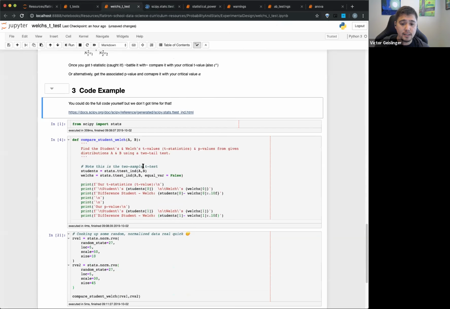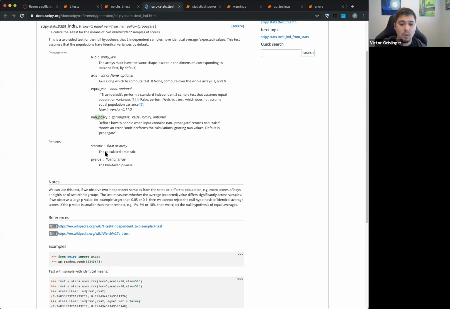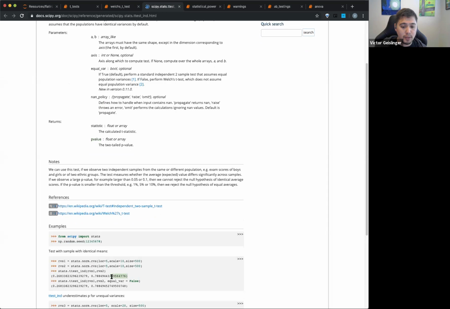So let's check this out. I made a little function here to make it easier for us to compare the two. I'm going to perform a Student's t-test and a Welch's t-test. You can see the Student's t-test is just our samples A and B. Our Welch's t-test is the same thing, except this time we say equal variances equals False. This tells SciPy, don't use a Student's t-test, use a Welch's t-test. Then I'm just printing out some interesting stuff. I should mention that this t-test function, as we saw from the documentation, will return the statistic, so the t statistic, and then the p-value. So it will return a tuple like this.